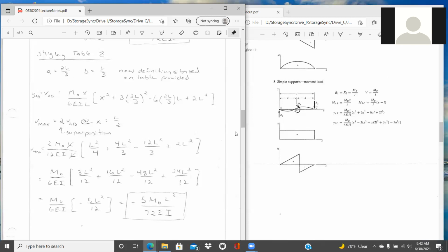But that gives you the background there on making use of the tables for that purpose. And then solving for the slope, you really would have to get in that other moment term in there and then take the derivative with respect to X to be able to solve for the slope.